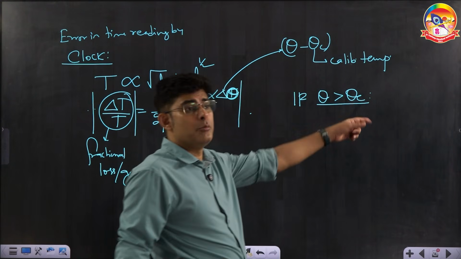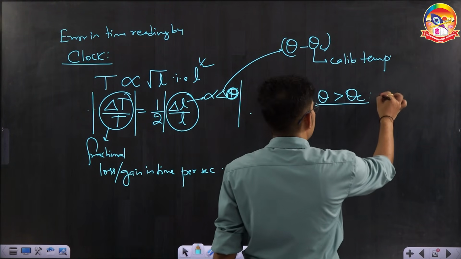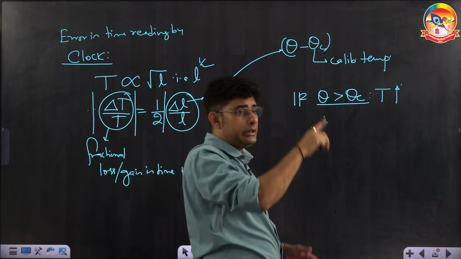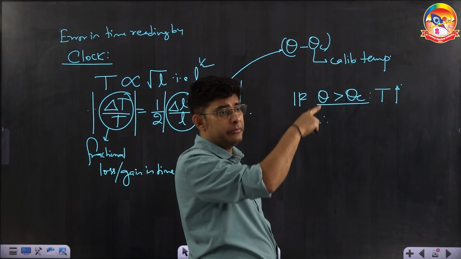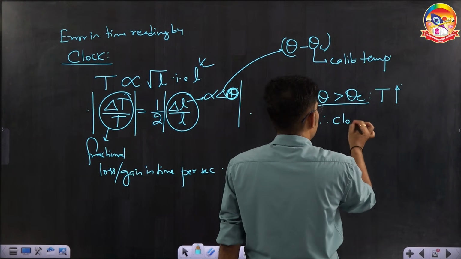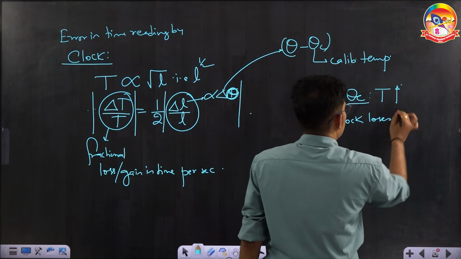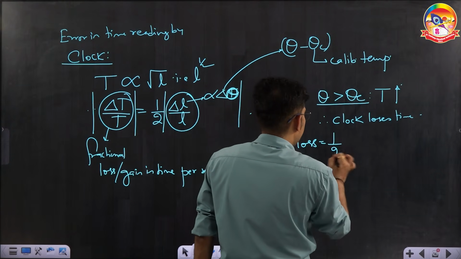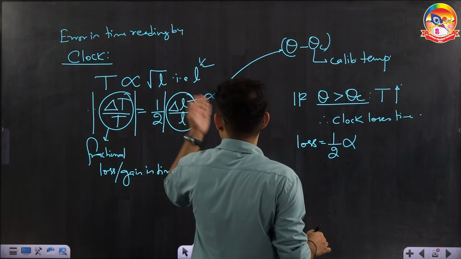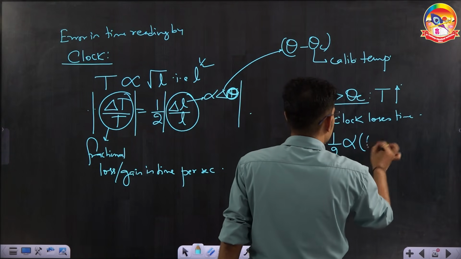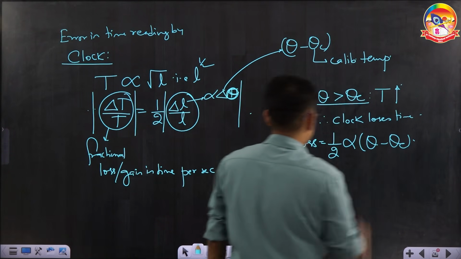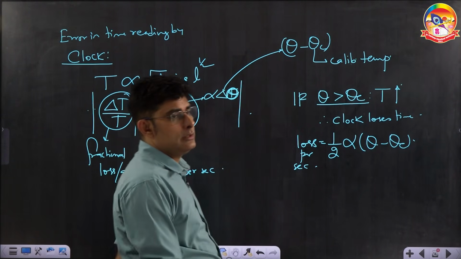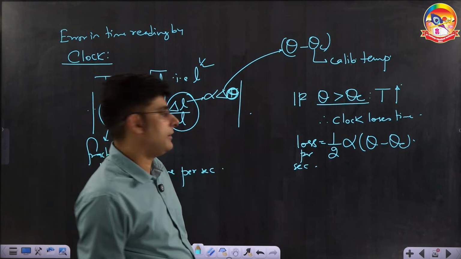If you use the clock at a temperature greater than the calibration temperature, theta is more than theta c, so what will happen? Time period will increase, that means it will take more time to complete one oscillation. So the clock loses time, and the loss is half alpha, obviously taking mod, theta minus theta c per second. If they ask per day, multiply by 24 into 3600 seconds.